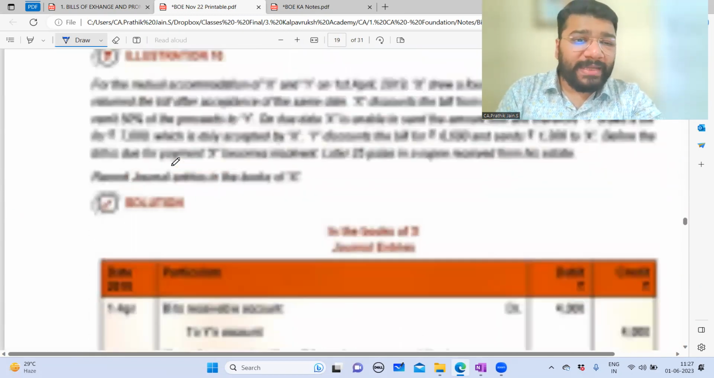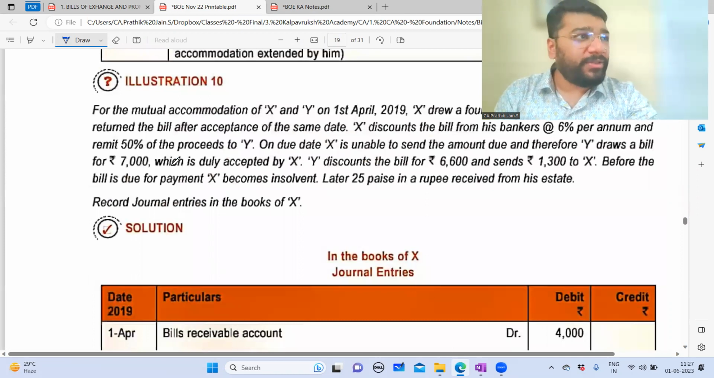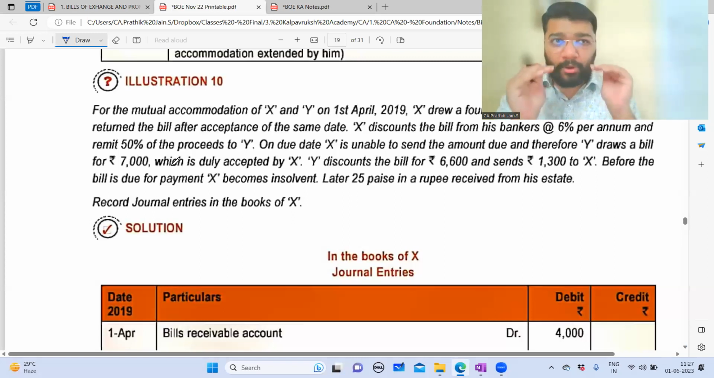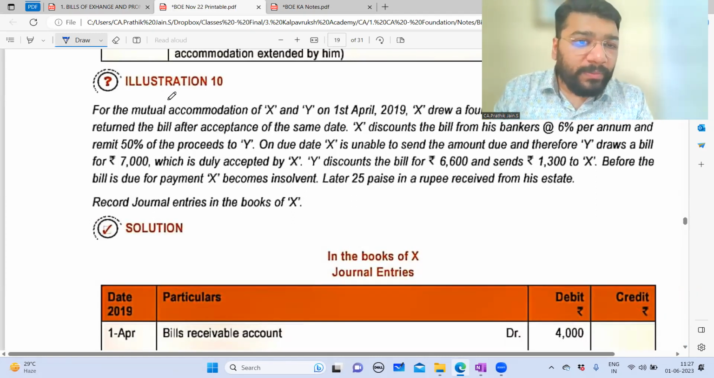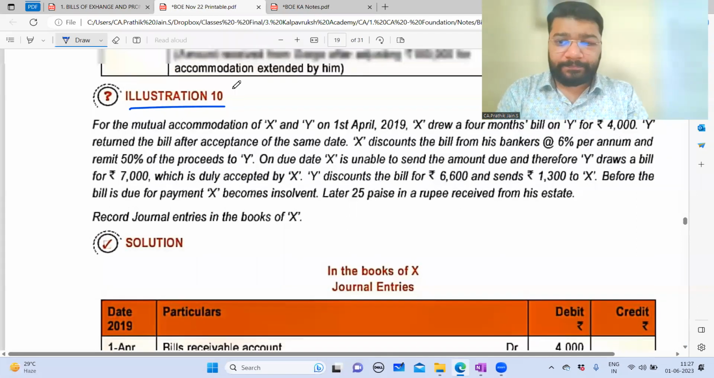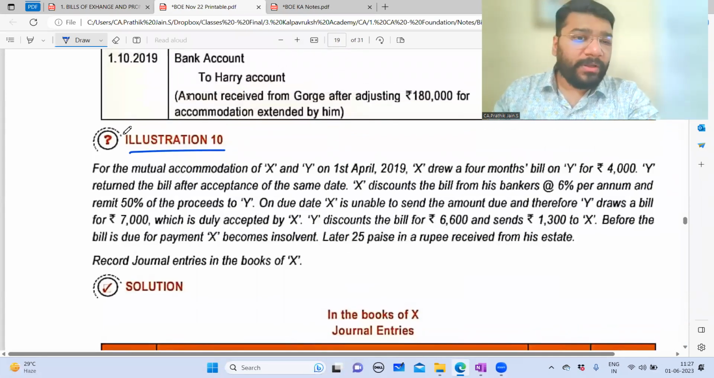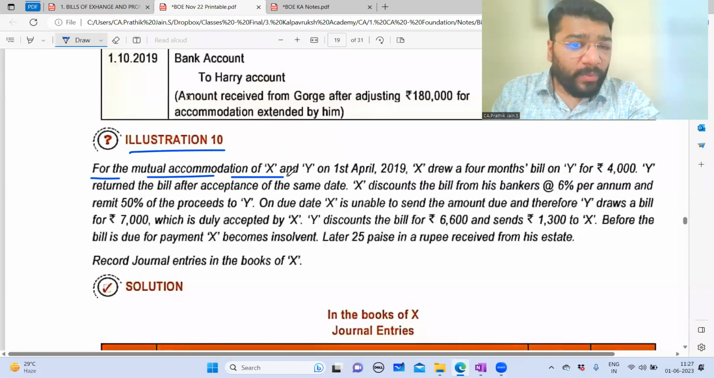Now we'll be heading towards the next question. So illustration 9, you saw the level, how it was difficult. To ensure that you have a proper base, we did 3 illustrations and then we did illustration 9. Now we'll be heading towards illustration 10. Illustration 10 says that for mutual accommodation of X and Y, on 1st April 2019, X drew a 4-month bill on Y for 4,000 rupees.